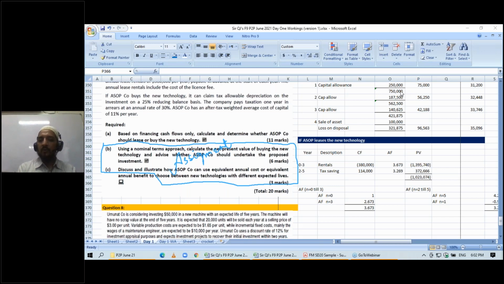Secondly, you may have to comment on what is an operating lease and what is a financing lease. In case of an operating lease, the substantial risk and reward remain with the lessor, and in case of a finance lease, the substantial risk and reward go to the lessee. It moves on to the lessee. So please go through the operating and finance lease portion from the book.